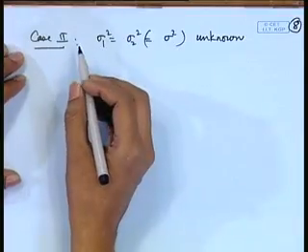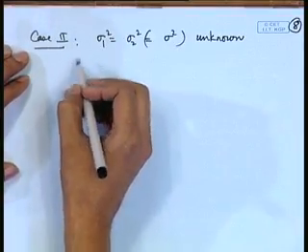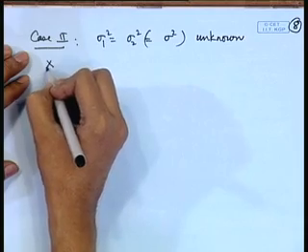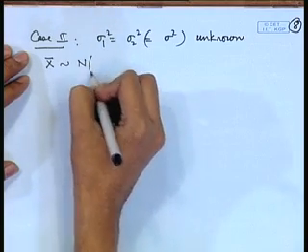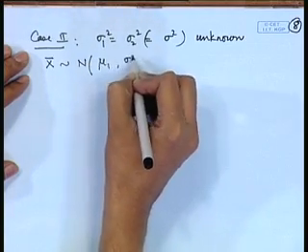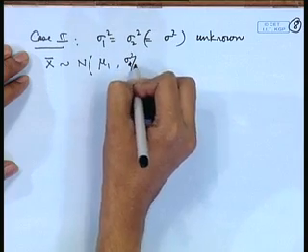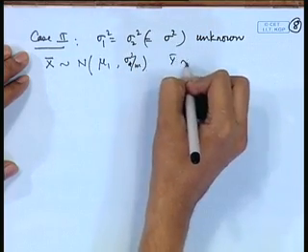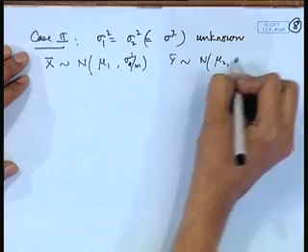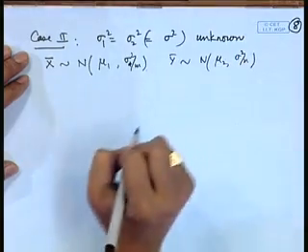Therefore, if we conduct the test on two different sets of students, the average marks may differ, but the variability may be the same because the test procedure is the same, we are using the same test. So, in such a situation, we may make use of the fact that x bar follows normal mu 1, sigma square by m, and y bar follows normal mu 2, sigma square by n.